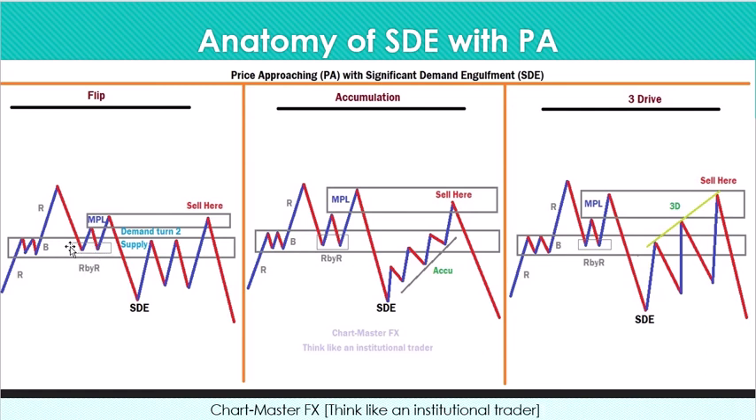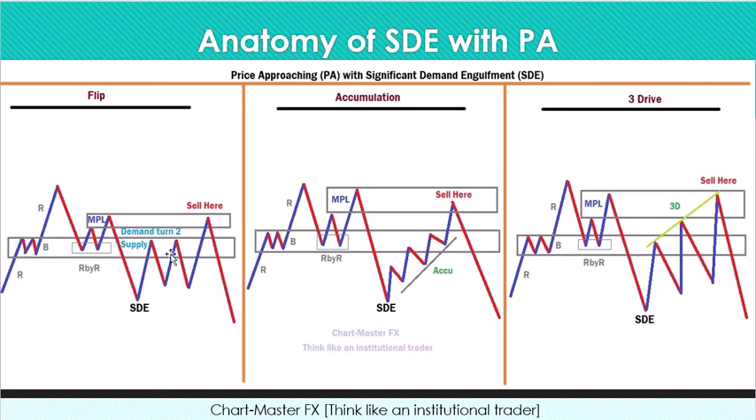Once this base was engulfed, we can see that the price came here to make a flippy, in the sense that you can see, guys, that here we have support and we have resistance. So flippy is simply where support turns to resistance, or resistance turns to support. So we have a flippy, guys.